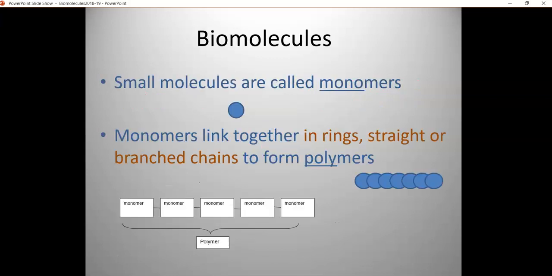All right, so small molecules are called monomers. Monomers link together in rings, straight or branched chains to form polymers. Again, the monomer is like a single brick in a wall, if you're building a brick wall. And when you stack multiple monomers together, it makes your polymer.